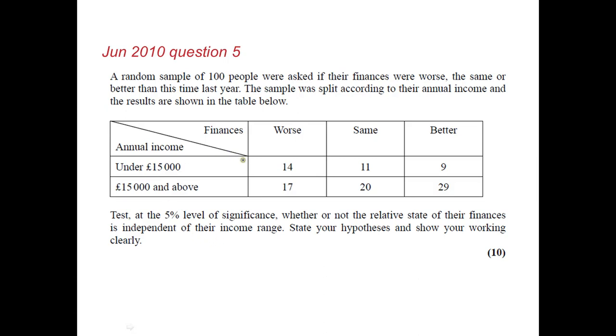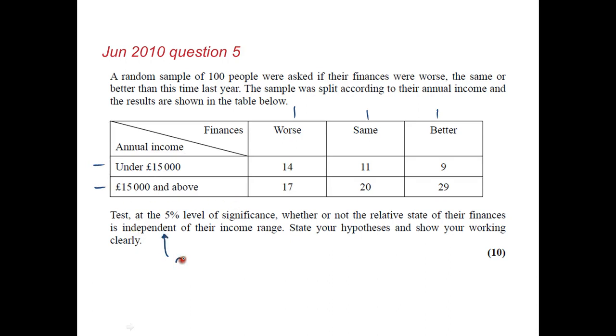We've got a random sample of 100 people, and they were asked if their finances were worse, the same, or better than they were last year. The sample split according to their annual income, and results are shown. So we've got three situations: worse, same, better, and what their annual incomes were. And we're to test at 5% level of significance whether or not the relative state of their finances is independent.